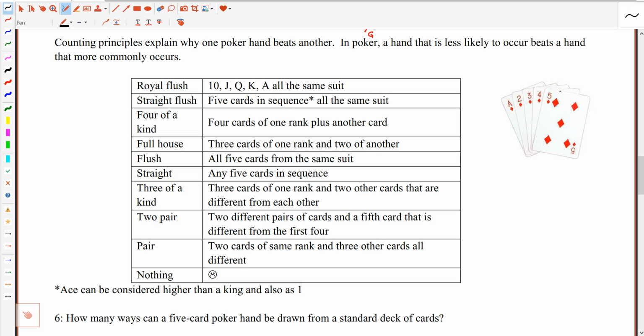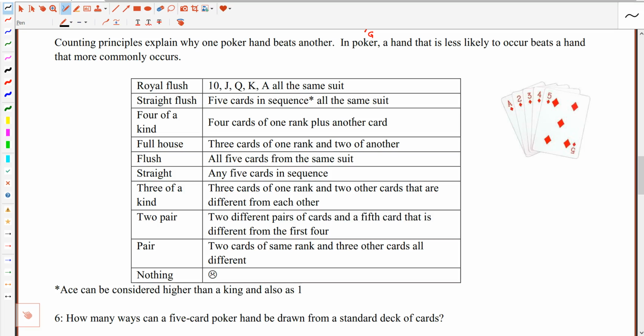Okay, so 4 of a kind, that'd be 4 cards of 1 rank plus another card. So for instance, maybe you have the 8 of diamonds, the 8 of hearts, the 8 of clubs, and the 8 of spades. Okay, so you have the 8s all in the same rank between the different suits, and then you've got some other random card. A full house would be 3 cards of 1 rank and 2 of another. A flush would be all 5 cards are from the same suit, so you've got 5 hearts, or you've got 5 spades. A straight would be any 5 cards in sequence, so they don't care about the suit.